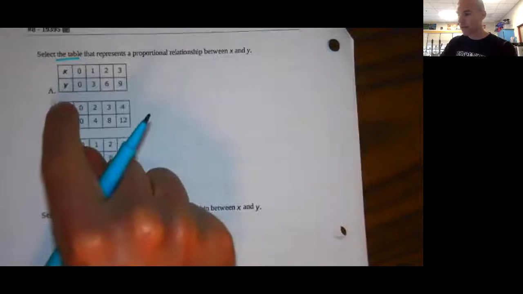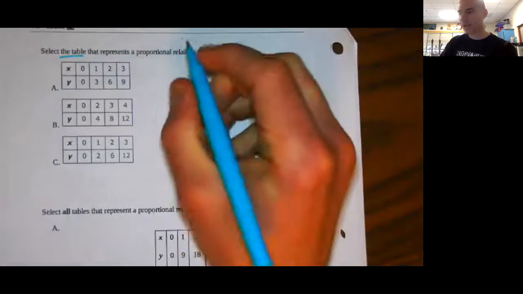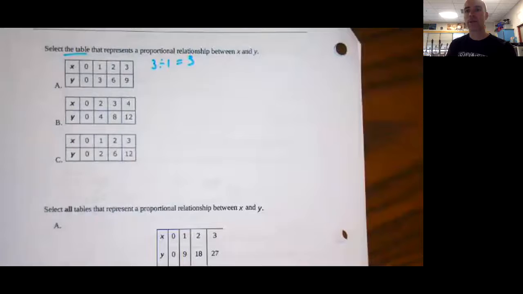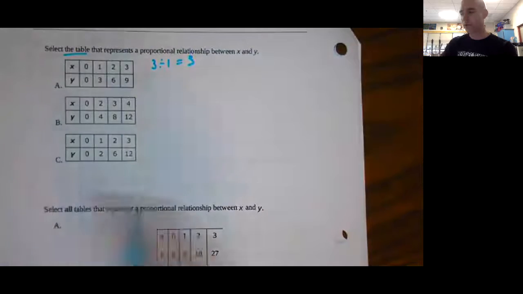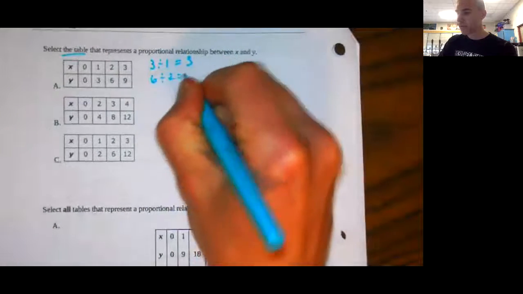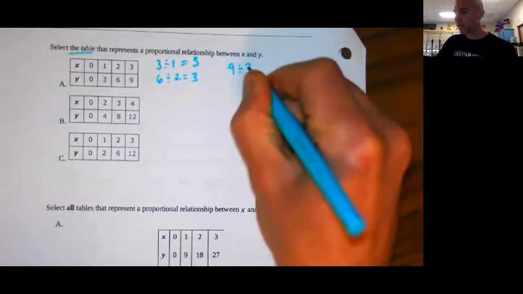I would draw an extra row at the bottom of these boxes so I could do it there, but there's not enough space. So I'm just going to do a bunch of little side calculations over here. Y divided by X would be 3 divided by 1, which equals 3. Okay, so they all have to turn out to be 3 in order for this to be proportional. 6 divided by 2 is 3, and 9 divided by 3 equals 3.